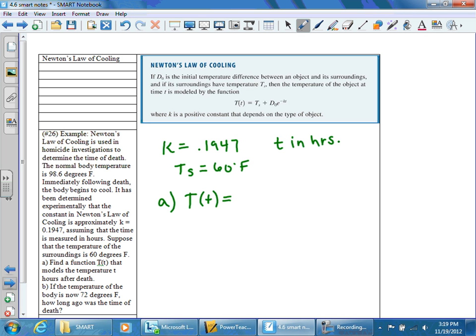All right, so my surrounding temperature is 60, plus the difference would be the body temperature minus the surrounding temperature times e raised to the, they told me k was 0.1947 times t.